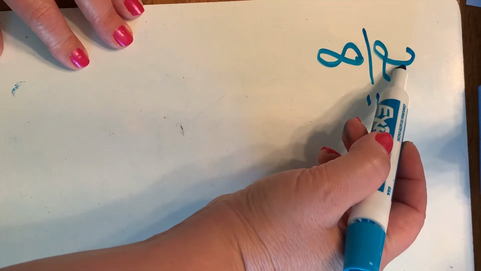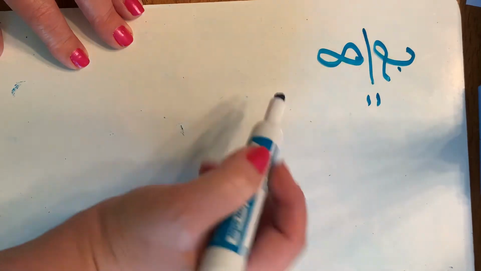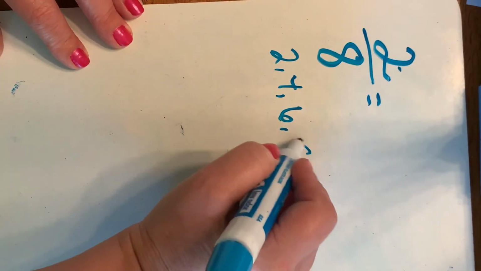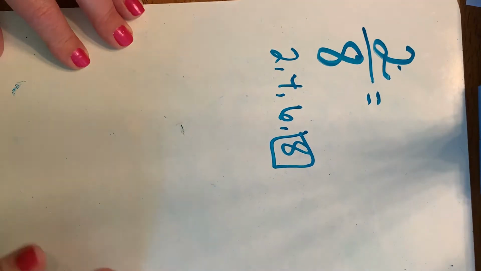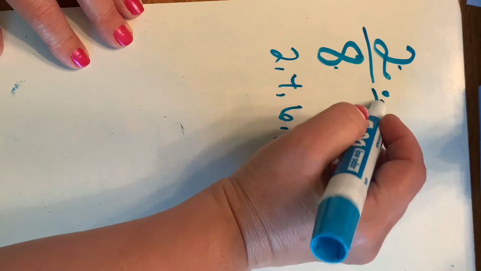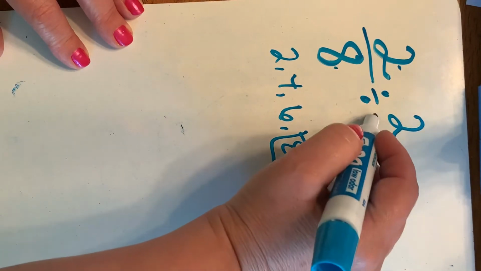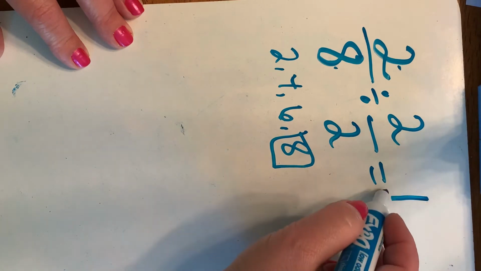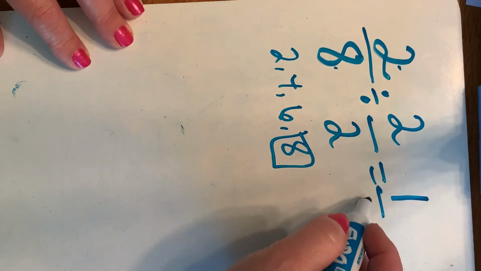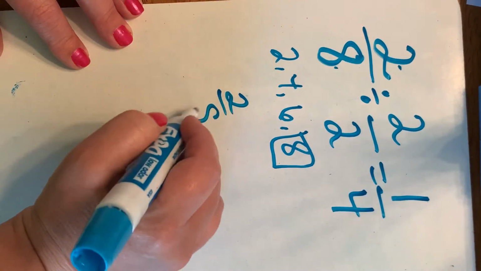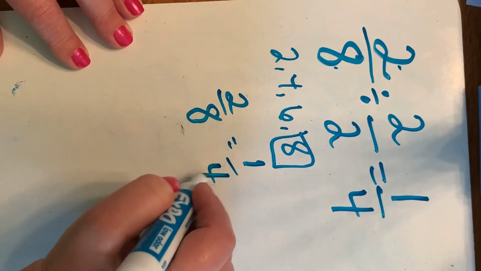Ask yourself, will the numerator go into the denominator? Okay, let's see. 2, 4, 6. Oh, there it is. So will our numerator go into the denominator? Yes. So what are we going to do? We're going to divide 2/8 by 2 over 2. 2 divided by 2 is 1. 8 divided by 2 is 4. So our final answer is 2/8 equals 1/4.